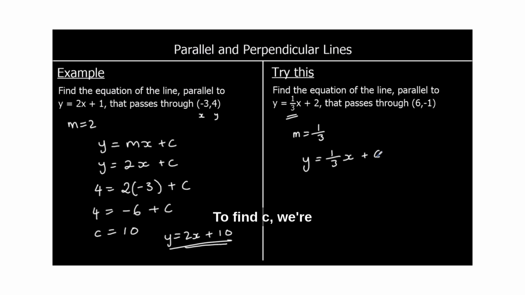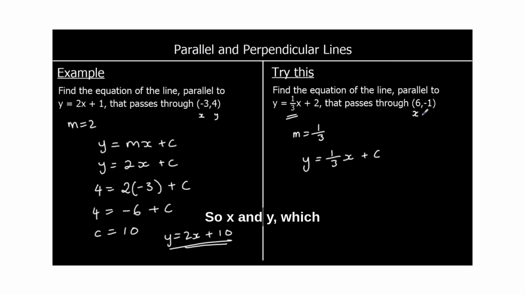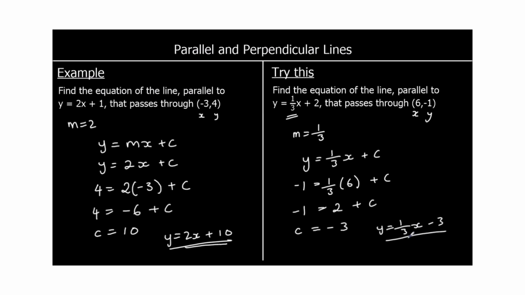To find c, we're going to use the coordinates we've been given, so x and y, which means we've got -1 equals 1/3 times 6 plus c. 1/3 of 6 is 2. Take away 2 from both sides, so we get c is -3. So we've got y equals 1/3 x minus 3.